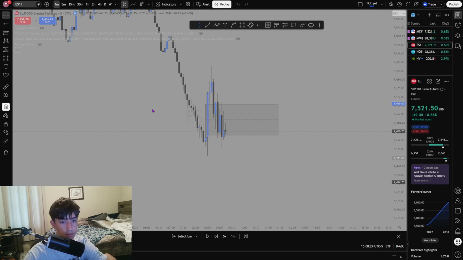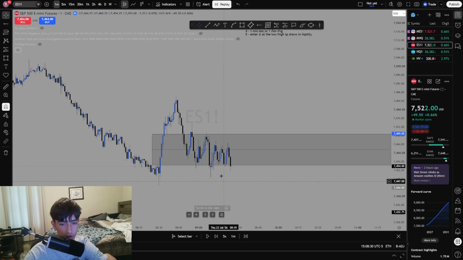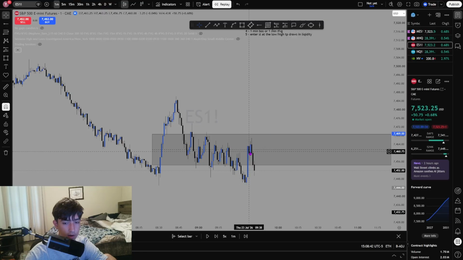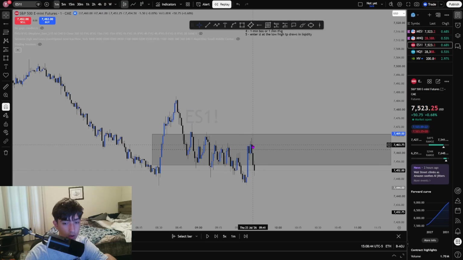Go to 1 minute, retracement to the downside, break of structure. Remember, it needs to be a break of structure to the upside. Break of structure to the upside right here. Now we're looking for a break of structure to the downside. As we can see, it happened right here. So now we enter right here.